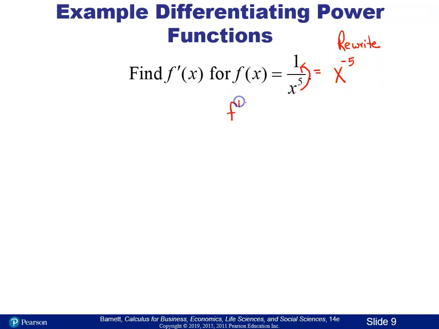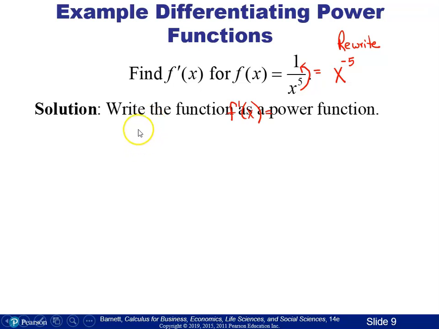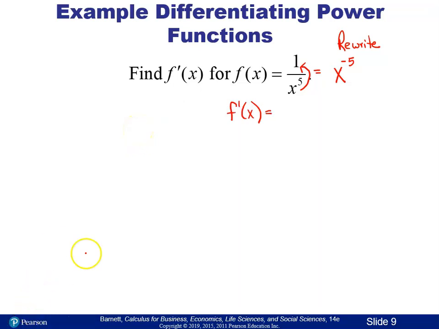So f prime of x, if I'm going to take the derivative, this exponent is going to come down in front. Okay, so I'm going to have the negative 5 in front. I'm going to have an x, and then I'm going to subtract 1 from this exponent, which is a little bit tricky here because that's going to become x to the negative 6th.